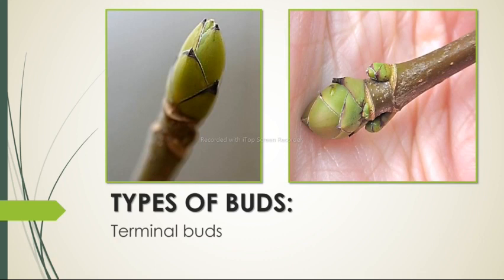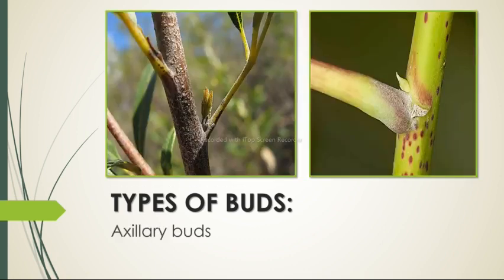Types of the buds. These are terminal buds, as shown in the figure, because they are present at the tip of the plant. This is axillary bud, because they are present in the axil of the leaf or in the axil of any branch. So these are axillary buds.